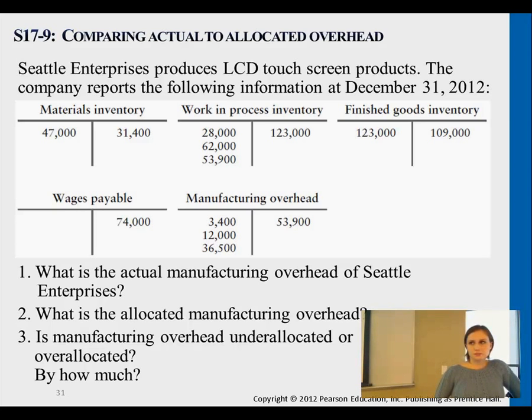Okay, any numbers around? Yeah? I got 51,900. How did you get 51,900? Adding the website and the manufacturing overhead to the account. Okay. Any other numbers? So it's over allocated.